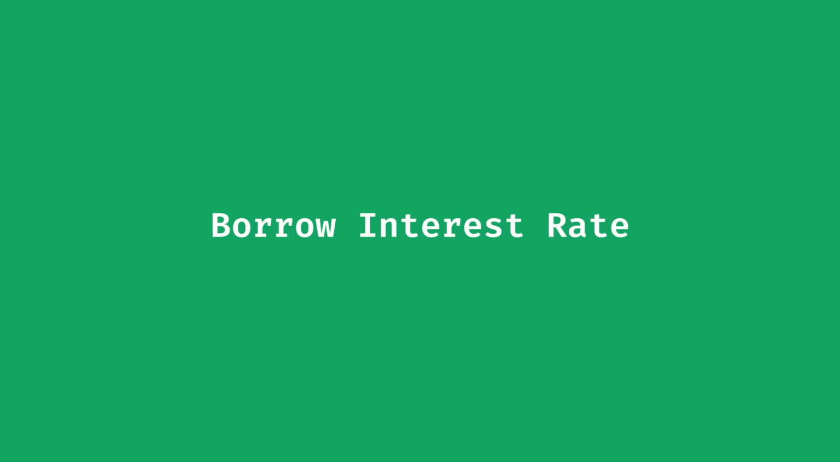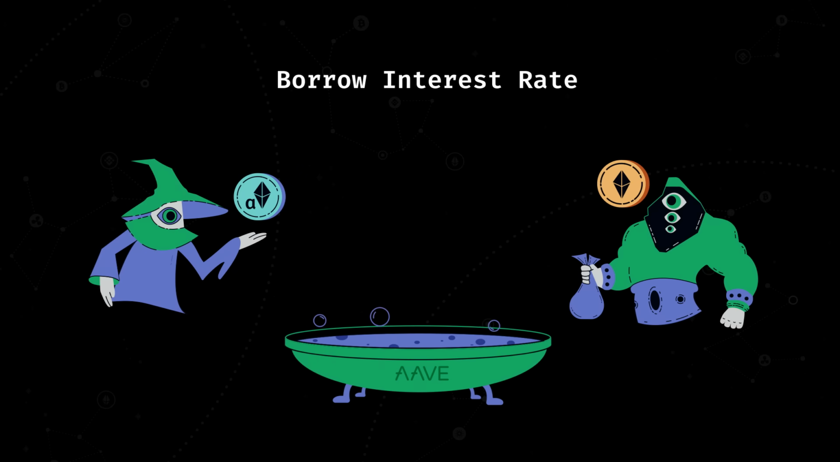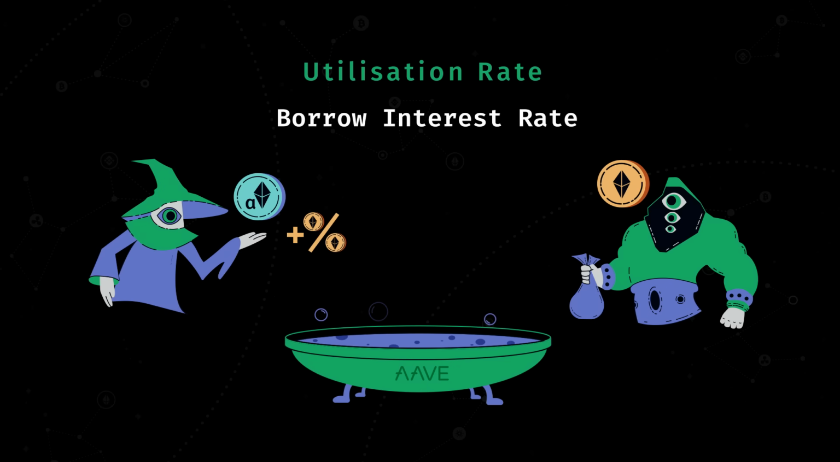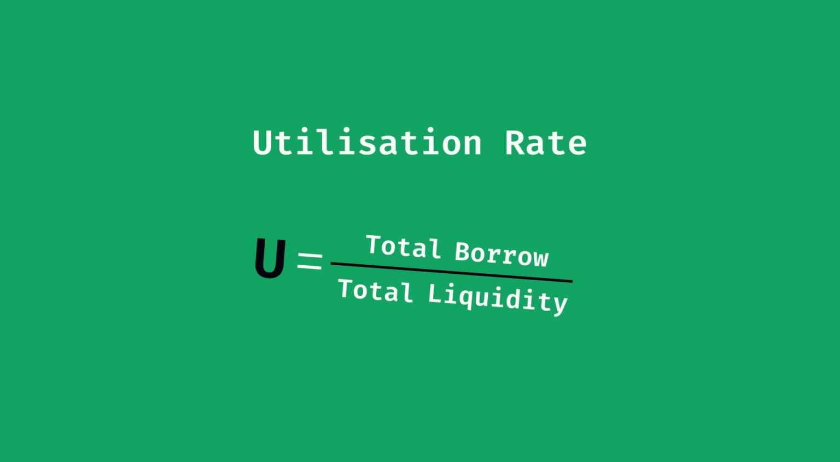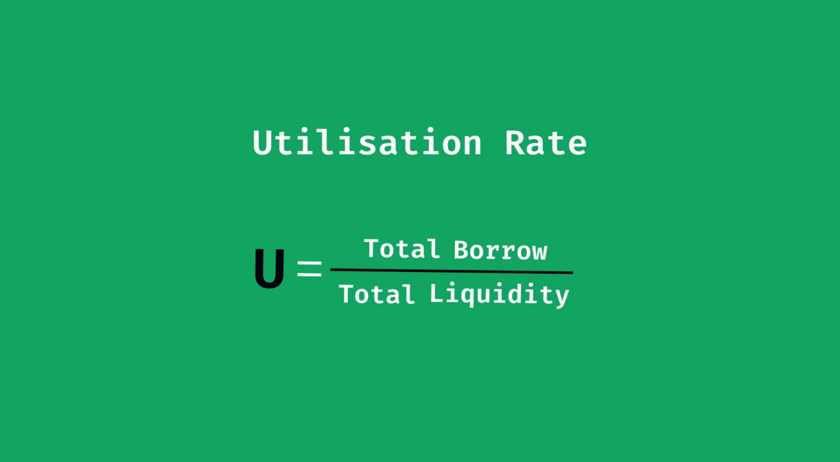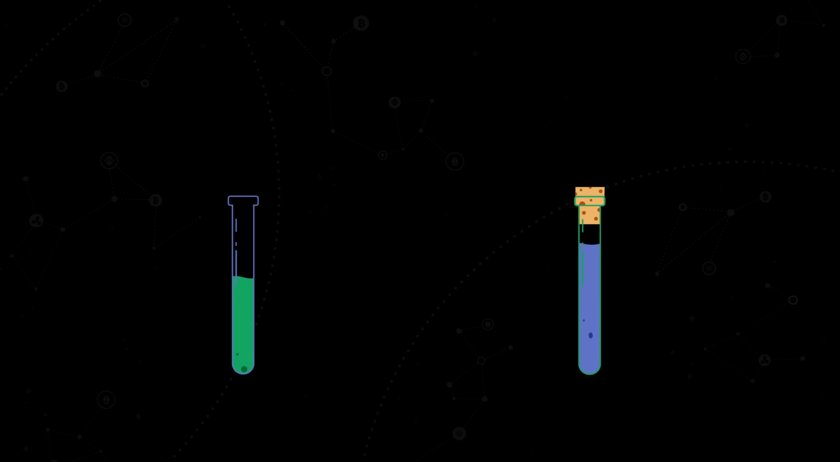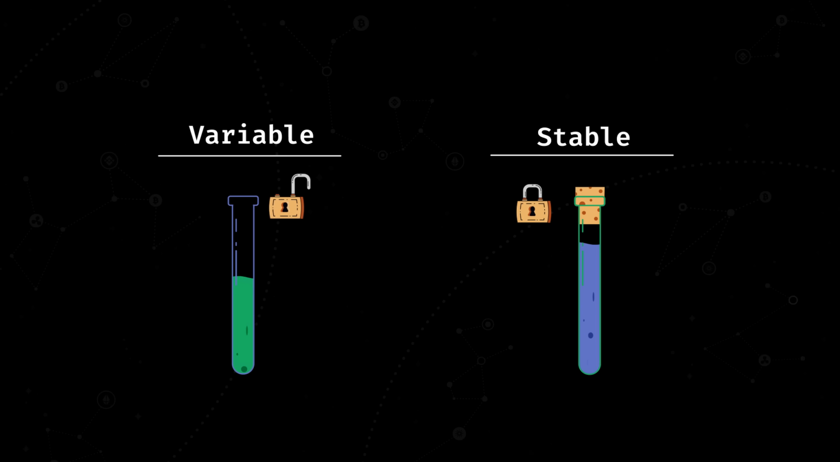Now, let's take a closer look at the borrow interest rate and see how it is calculated. The borrow interest rate determines the interest paid by the borrower for the use of borrowed funds and is derived from the utilization rate. The utilization rate controls what part of the reserve's total capital is borrowed at a time. The rate is a balancing regulator for Aave's liquidity. There are two types of borrow interest rates available to users: stable and variable.